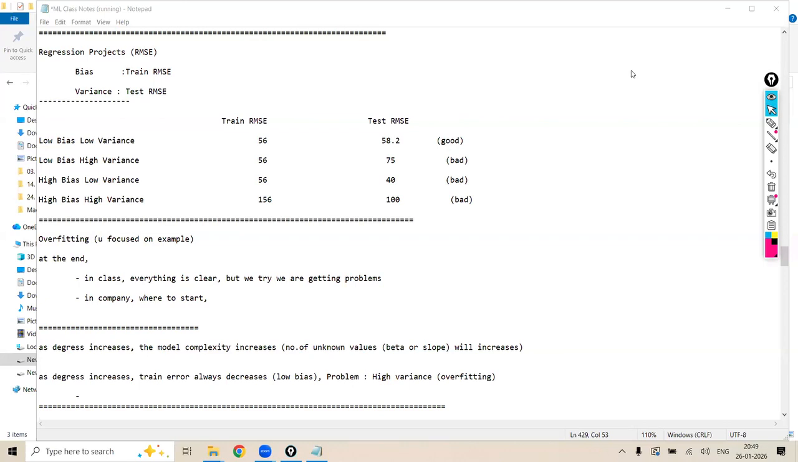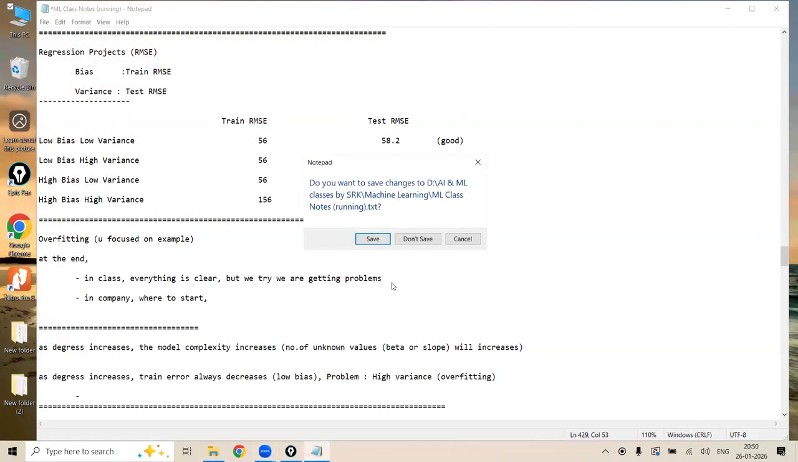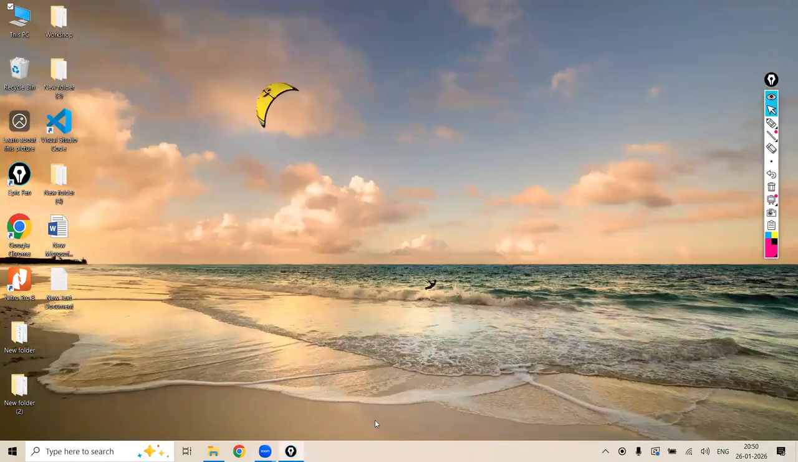Sharma, 0.1 means 10% lasso. Yes, whatever lambda value you are considering, that is lasso. 0.1 means 10% lasso, automatically 90% ridge. Leela, there are no algorithms like that. For underfitting, the solution is only adding data. No, no algorithms.